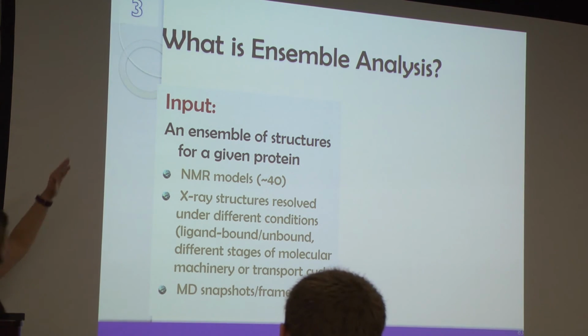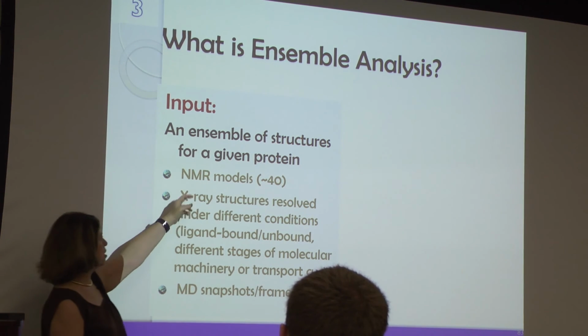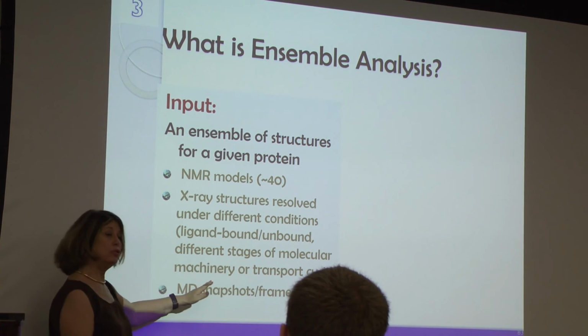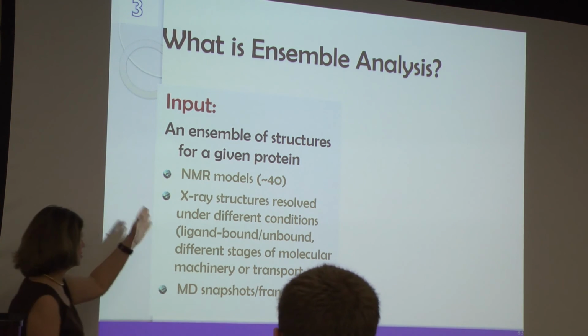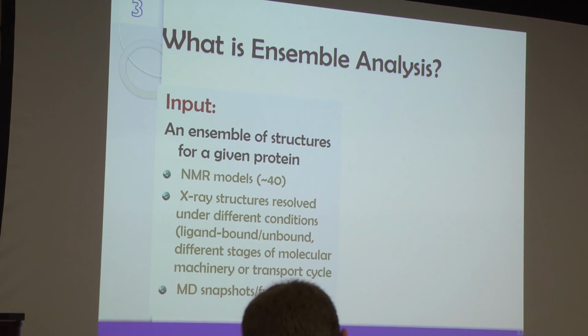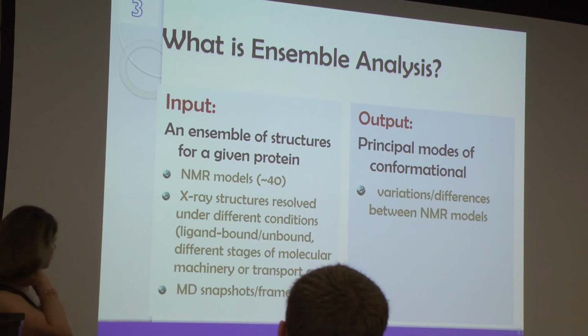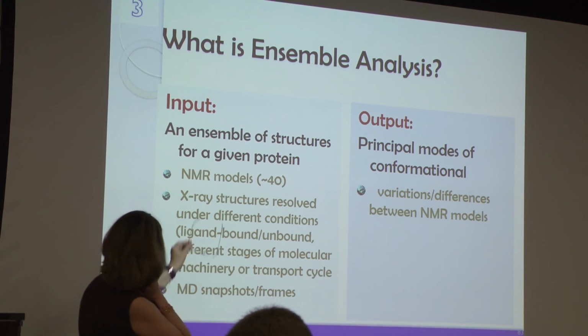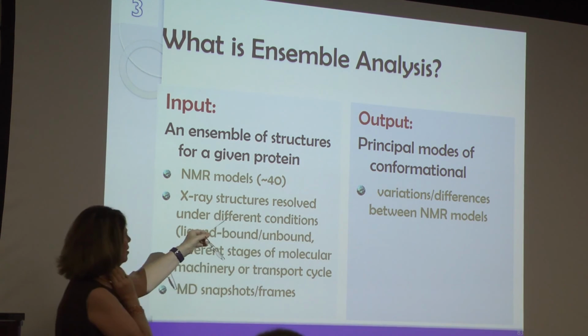Prodi allows you to use any of these. You can just enter the PDB code of a structure resolved by NMR. You get an ensemble. You can upload the MD trajectories. It's going to do the same type of analysis. So there are all those options. And the output will be the principal modes of conformational variation.